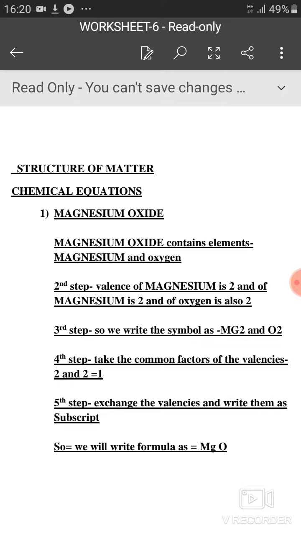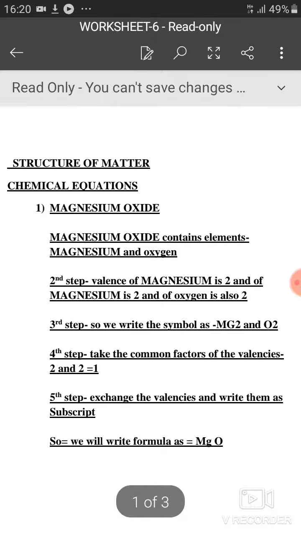I am Arjav and today I'll be telling you how to form a chemical equation in the science chapter Structure of Matter. And today we will take three examples. So let's begin with the first example, which is magnesium oxide.